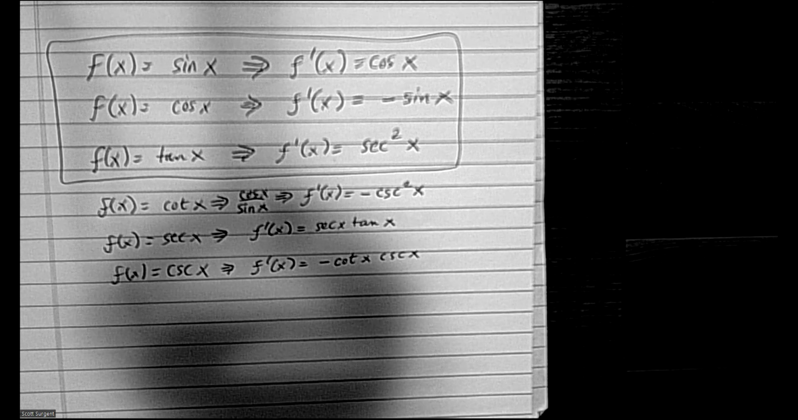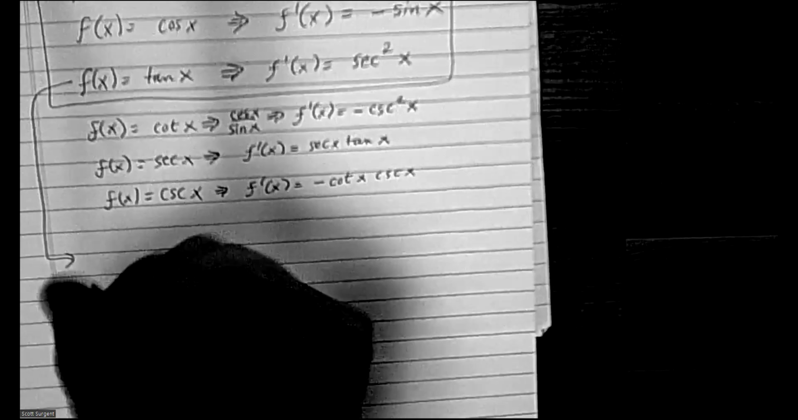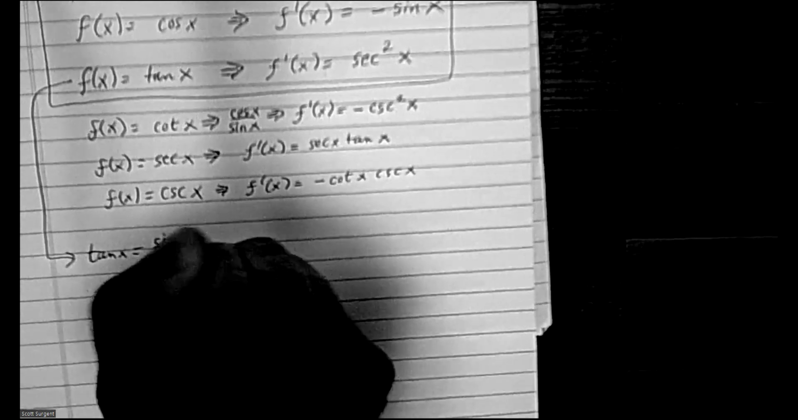Could you walk me through deriving the derivative of tangent? I was a little confused on that. Yeah, sure. So the tangent is, by definition, sine x over cos x.